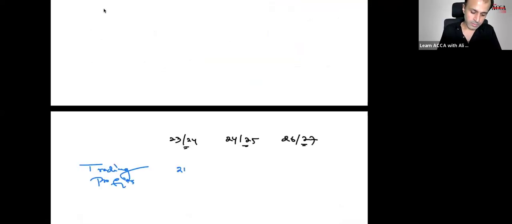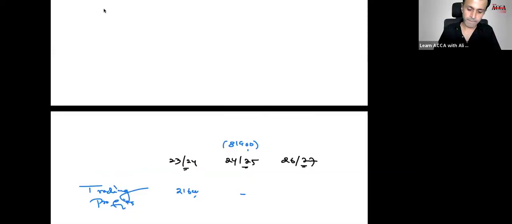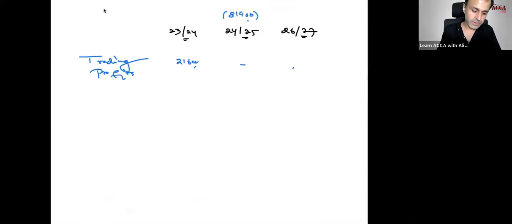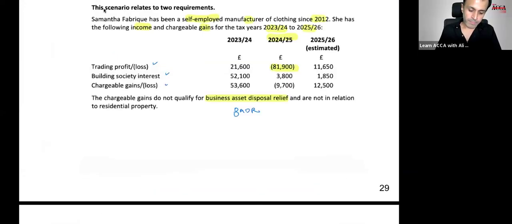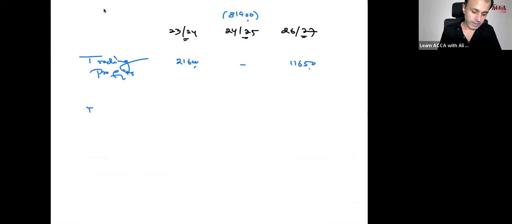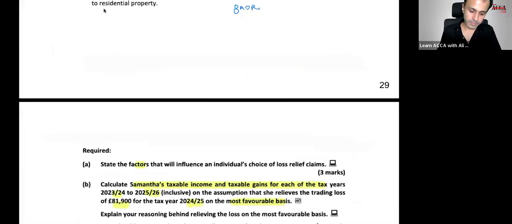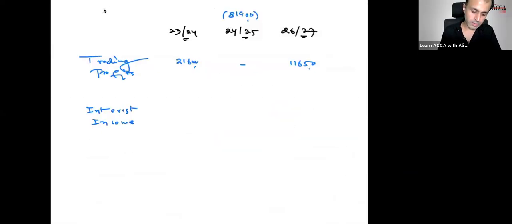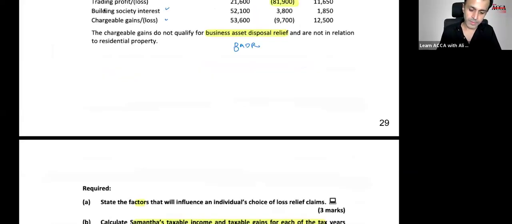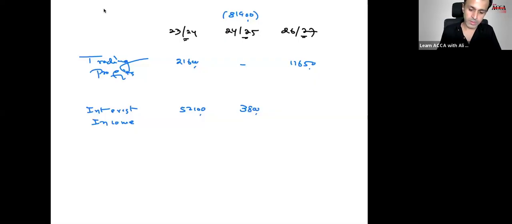Two 1600, 81900, 11650, 11650. Then comes the building society interest. Five two 100, 3800, 1850.